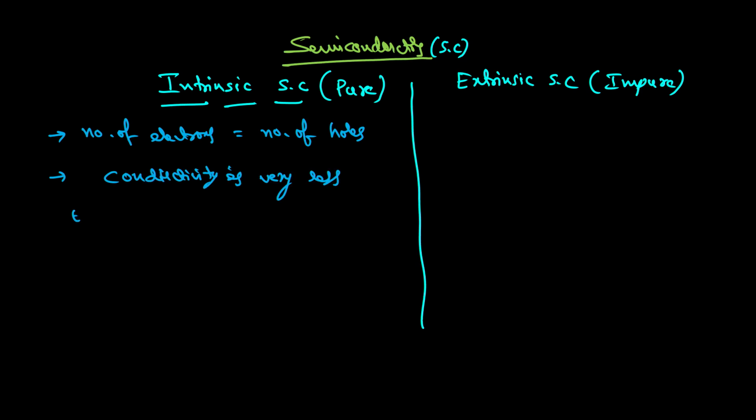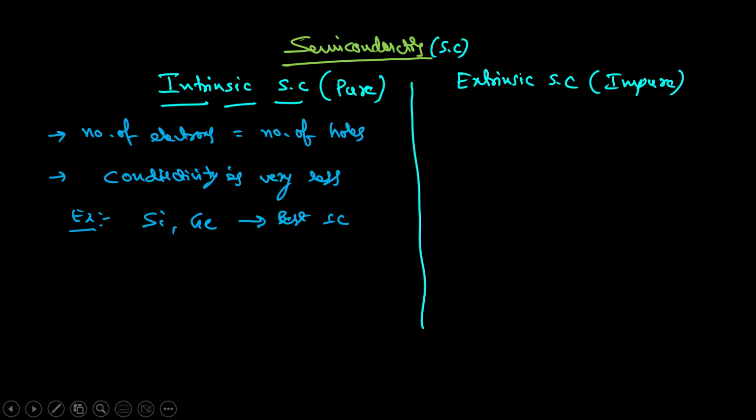The best examples of semiconductors are silicon and germanium. These are the best semiconductors. Another one is carbon. Carbon has 4 valence electrons, but it does not act as a good semiconductor because sometimes it acts as an insulator and sometimes as a good conductor. That's why we are not taking carbon as a semiconductor.